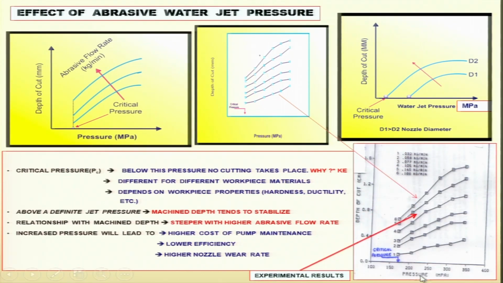These are again experimental results, pressure in megapascal, and this is the depth of cut for another material in large view over there, and these are the different conditions, flow rates, so many kg per minute. So as this is increasing, this is the sixth one, 0.106 kg per minute is giving the highest depth of cut, and 0.032 kg per minute is giving the lowest one. Again here you can note the critical pressure is there. Below this, no cutting is taking place.